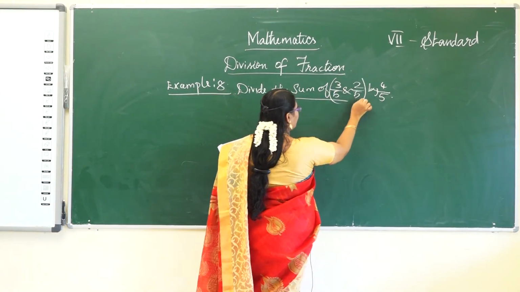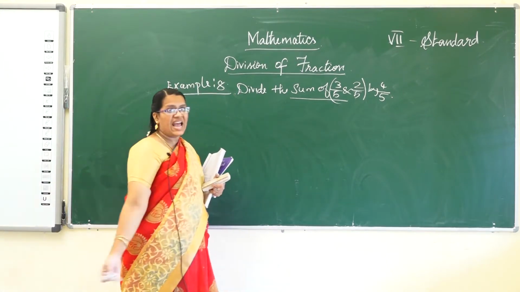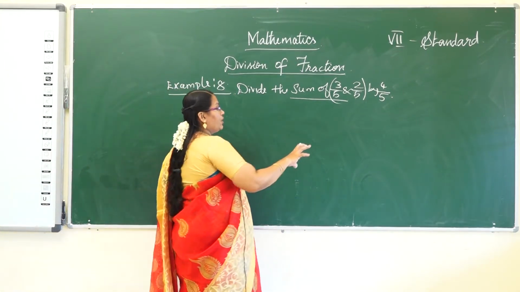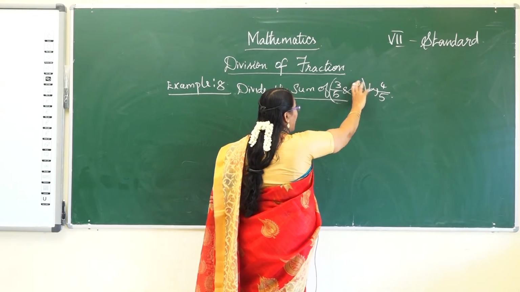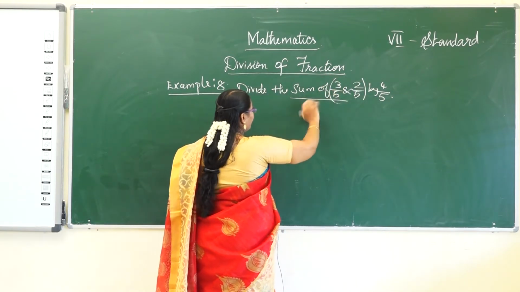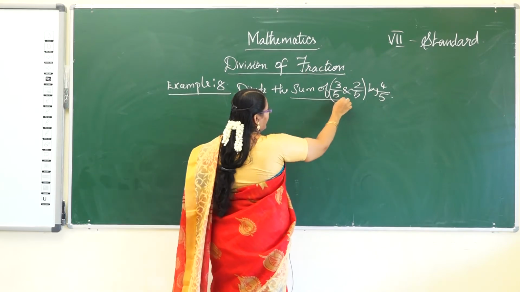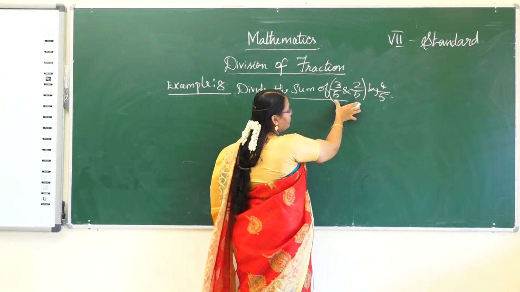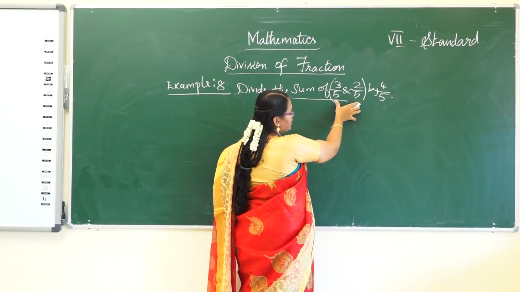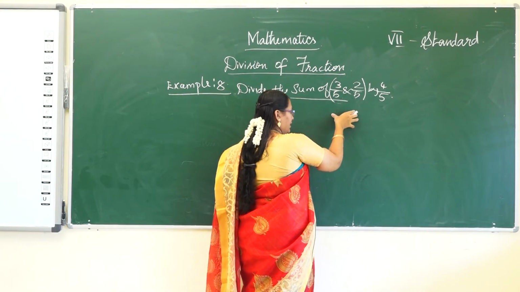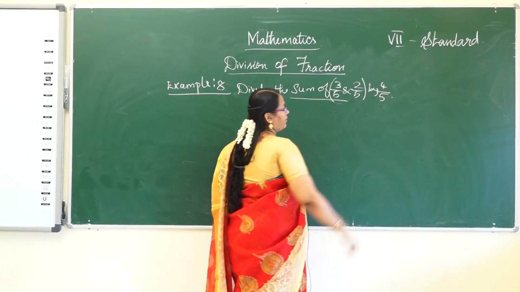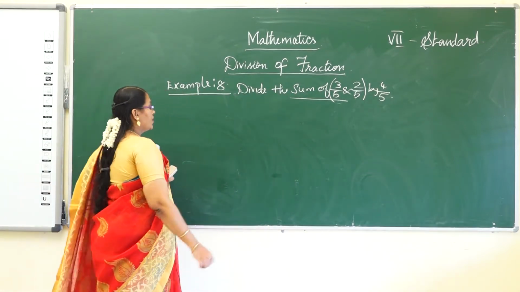First we have to find the sum of these two values. Sum means add. So first find the addition of these two fractions. After that, that value is divided by this value. We get one value from the addition of these two fractions, and then that one is divided by this one.